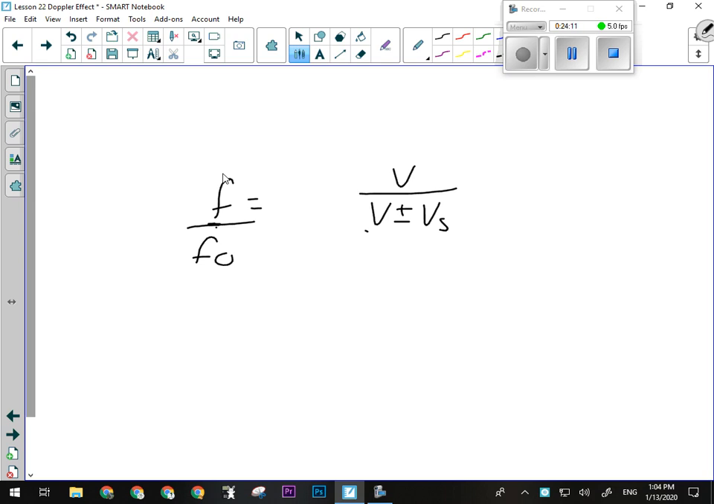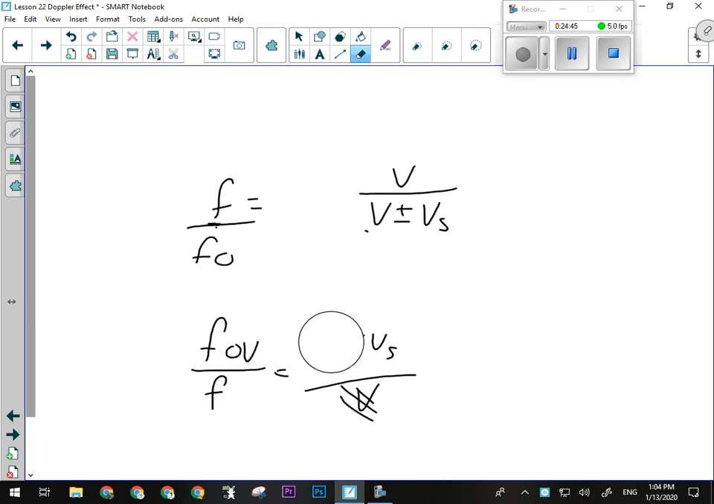Okay, Vs is on the bottom. If I'm going to solve for it, it needs to be on the top. So rules of algebra say I can do whatever I want to an equation, as long as I do it to both sides. All right, so what I'm going to do is flip both sides. Okay, and then I'm going to move V over here by multiplying. And then all I have to decide is am I adding or subtracting Vs? Based on that, I then move the other V.